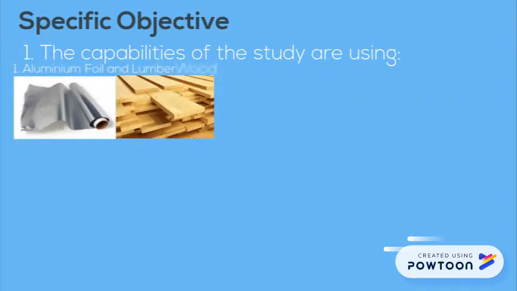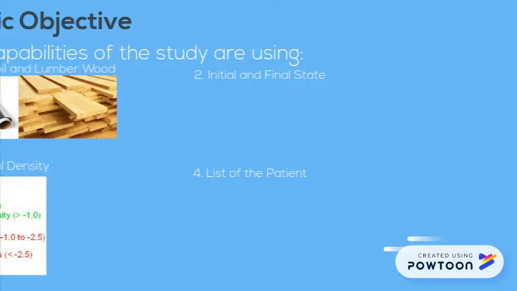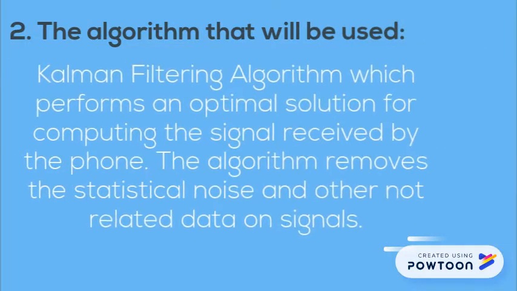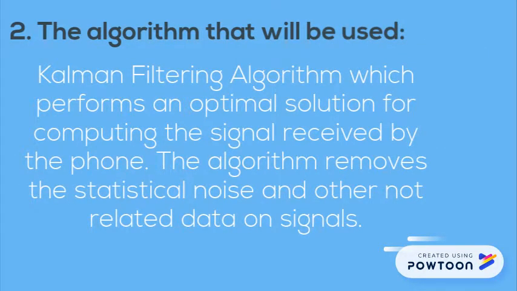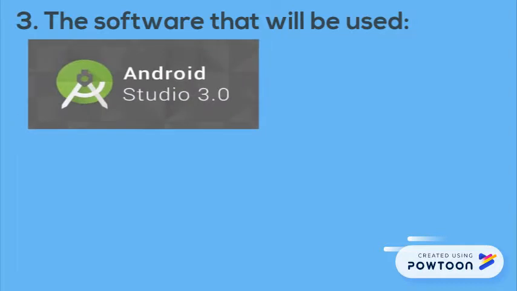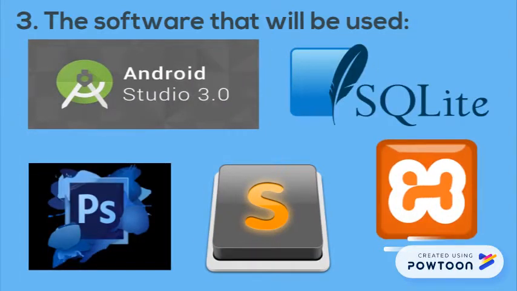Specific objective: the capabilities of the study are using aluminum foil and number wood, initial and final state, bone. The software that will be used is Android Studio 3.0, Photoshop, Sublime Text 3, XAMPP, and SQLite.